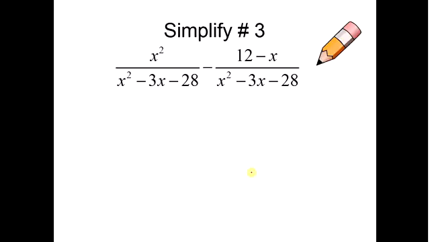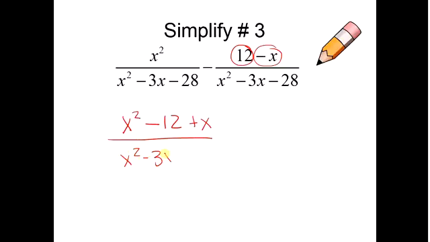What about this one? Oh goodness, you're saying, oh goodness, Miss Marsh, this is really long. Actually, it's not too bad. Notice I have the same denominator. So let's just subtract the numerators. So I'm going to have x squared minus, notice how I'm subtracting both of these, so it's going to be minus 12. And then I'm going to do minus a negative x, plus x. Make sure these signs change. This one became a negative and this one became a positive. Be very careful with that, okay? x squared minus 3x minus 28. Just kept the denominator the same.